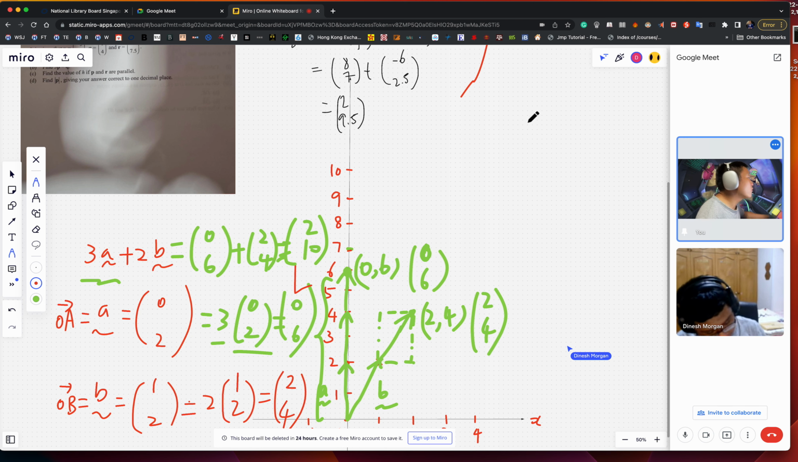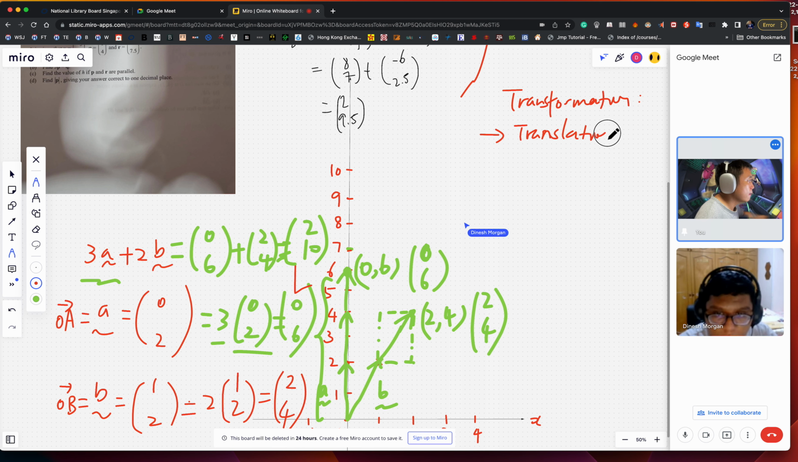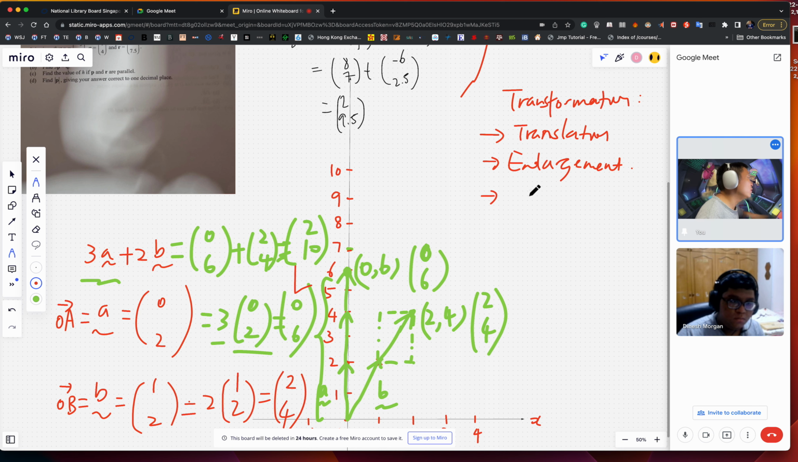So in transformation, there are different transformation techniques. One of them I think is translation, and then the other is called enlargement. And then there is reduction or something. I cannot remember all the forms of transformations, but just to give you a preview.